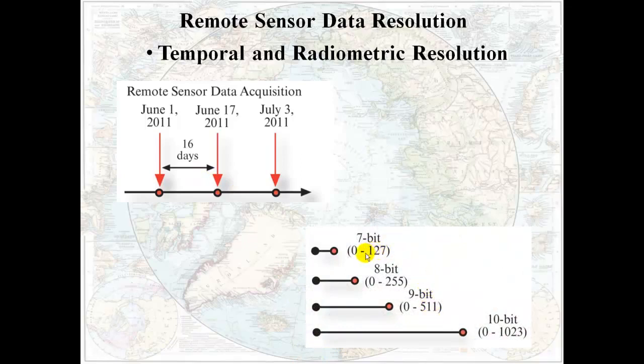Radiometric is, again, the interval we're storing. If we store information in 7 bits of computer storage, we're only going to be able to store values between 0 and 127. If we store it in 10 bits of computer storage, we're going to be able to store values between 0 and 1023. So we're going to get much finer resolution in the higher bit storage data than in the lower bit storage data. This, of course, is going to take a lot more space to store than this. When we get that, we get better resolution.